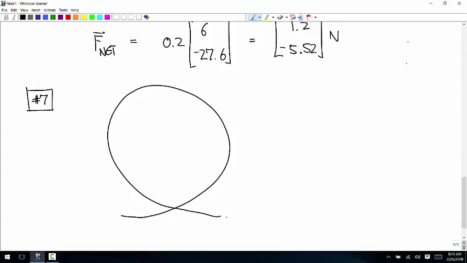Okay. Is it at the top? Yeah, it's at the top.